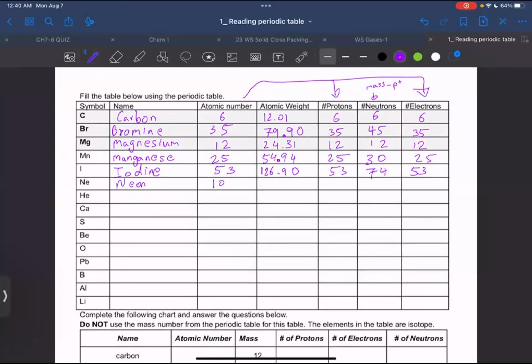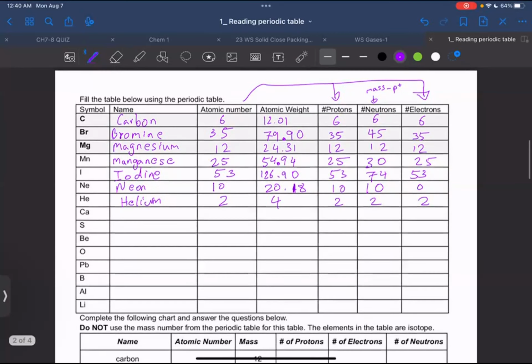Yeah, 10, 10, 10. That's a 1. Helium. 2, 4. Oh, that should be 10, not 0.